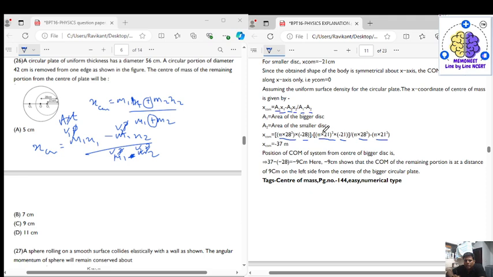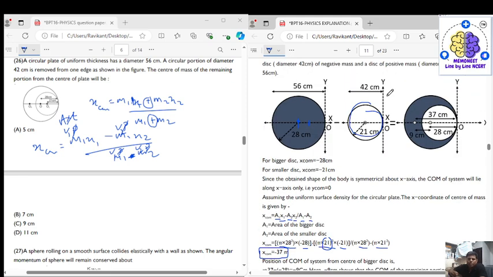For A2 the radius is 21. Putting these values and calculating, we get x of center of mass equal to −37. So on the coordinate axis, the center of mass is lying at 37, right? Original disk had its center of mass at 28. So the distance between the two is 9 centimeters.